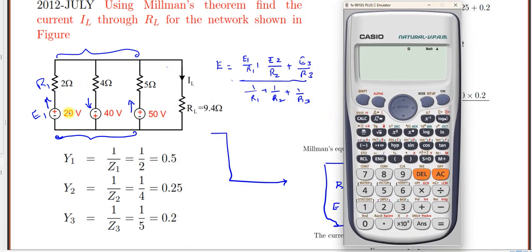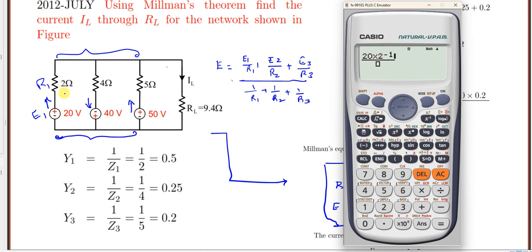Okay, what is the value of V1? 20. Okay, first I will write this. Better use this type of calculator for the exam, so you are not going to make any mistake. So it is E1 by R1. E1 is 20 times R inverse, which is 2 inverse. It is nothing but 20 by 1. Okay, sorry, 20 by 2.